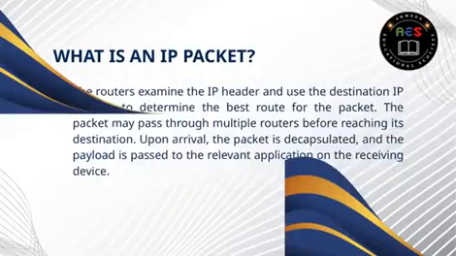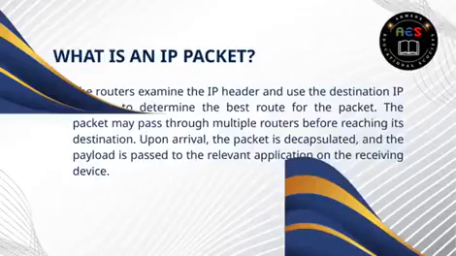Now let's take a closer look at how routers handle IP packets. When a packet arrives at a router, the first thing it does is examine the IP header. This header contains crucial information, especially the destination IP address. The router uses this address to determine the best route for the packet to reach its destination efficiently. It's important to remember that a packet might pass through multiple routers along the way. Each router reads the IP header, makes a decision based on the routing table, and forwards the packet closer to its destination.